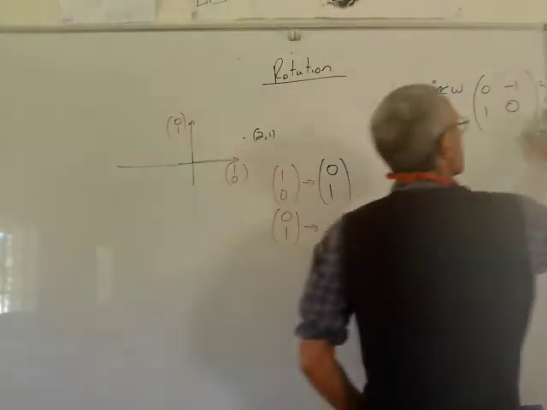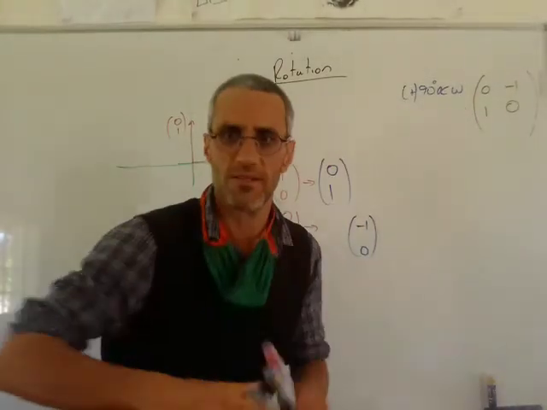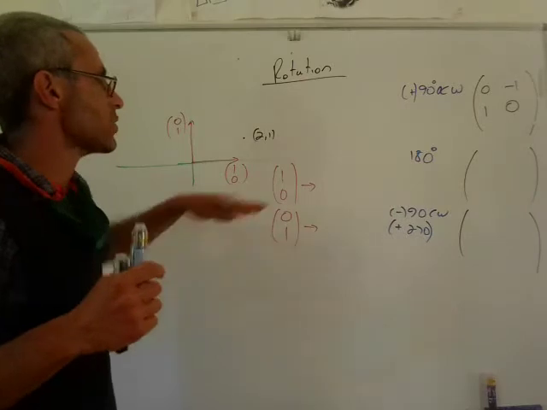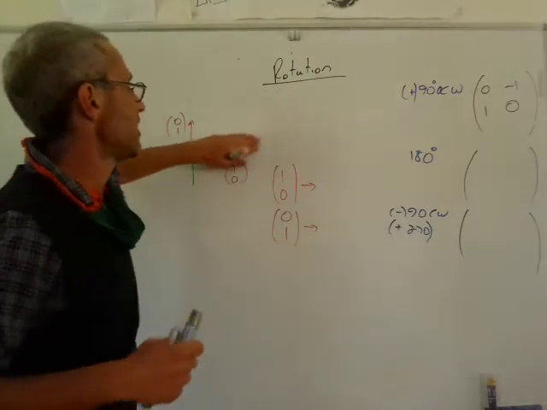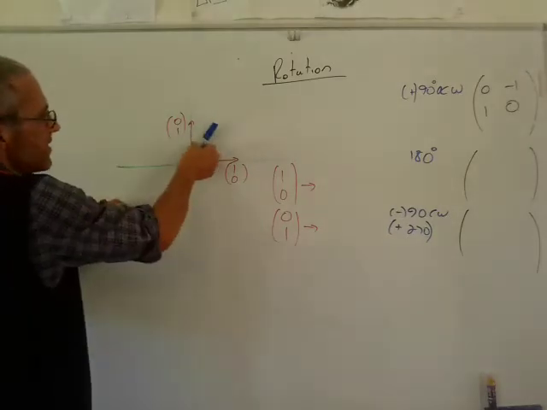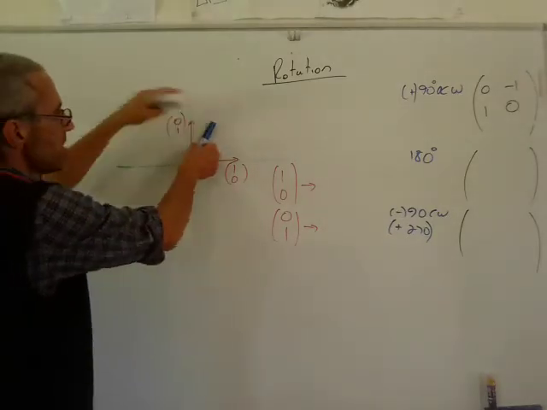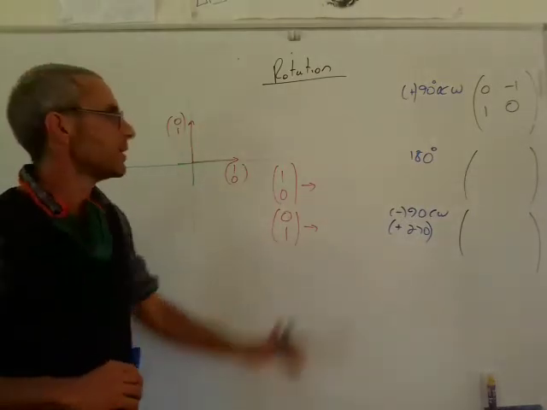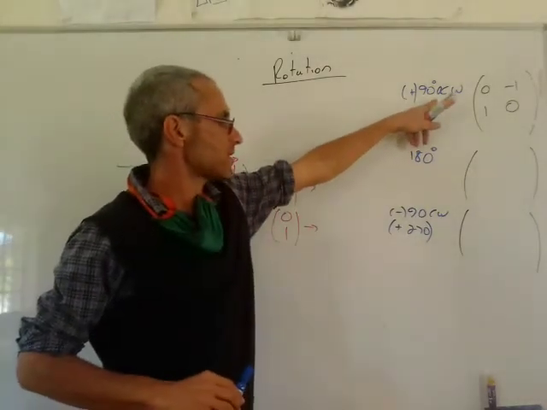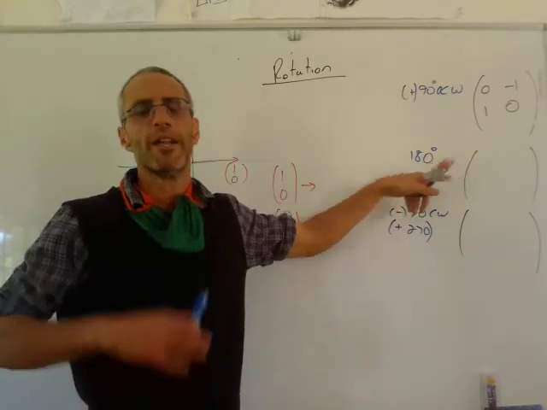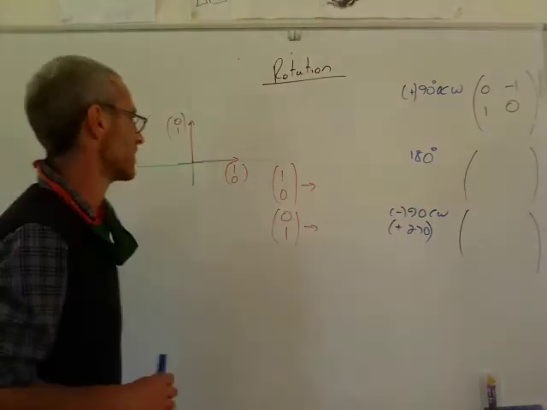Right, let's do the next one. Just to save us some time here. The next one is we're going to rotate it 180 degrees. So if I've got, let's say, a vector here, a point here, we're going to rotate it 180. Now, here I wrote anti-clockwise, here I wrote clockwise. 180, is that clockwise or anti-clockwise? Doesn't matter. 180 is 180, isn't it?